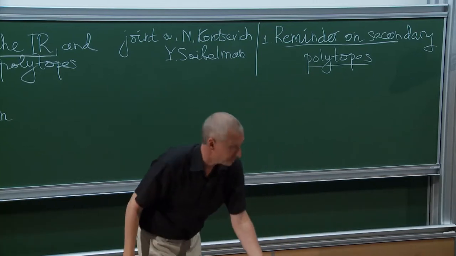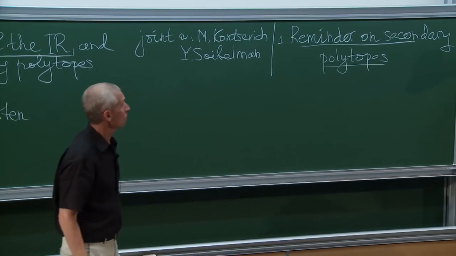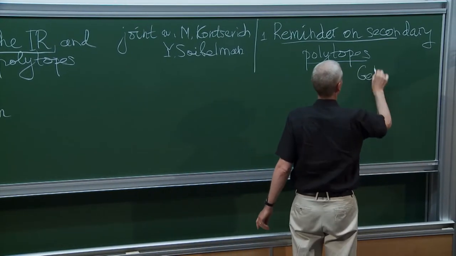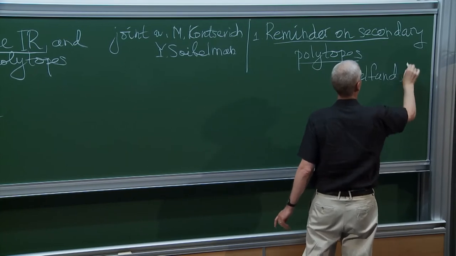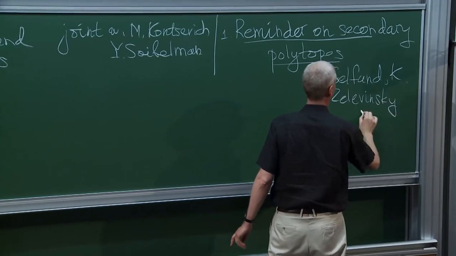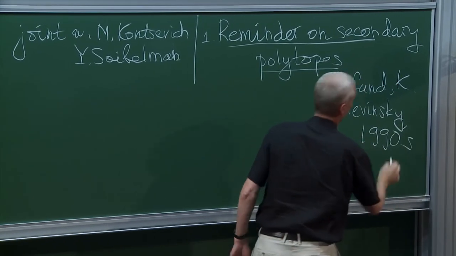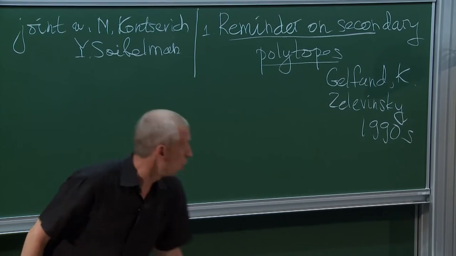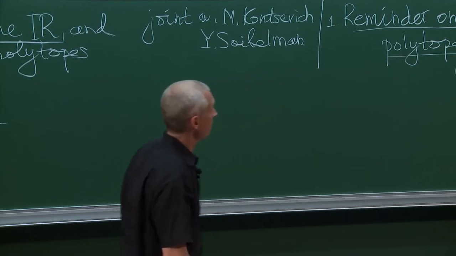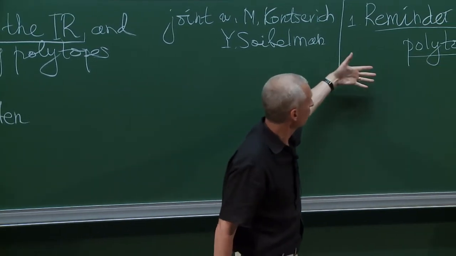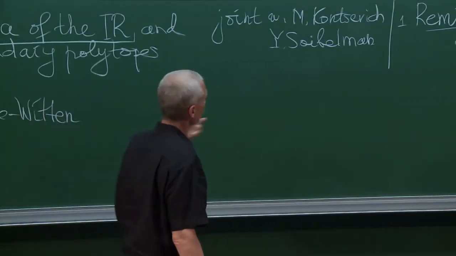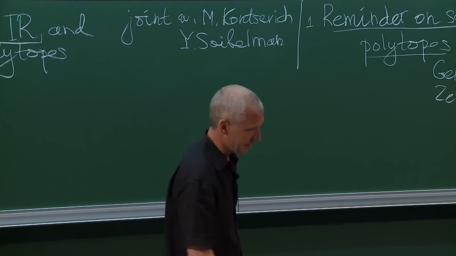This is a concept that was introduced in my joint work with Gelfand and Zelevinsky way back in the 90s, with the goal of studying discriminants of polynomials in many variables. So I recall the context, and then I recall the main setting, what was the old point of view on this setting, and what is somehow a new source of examples for this setting.